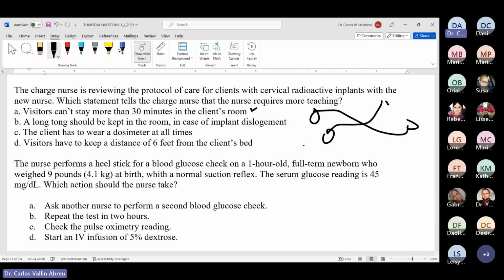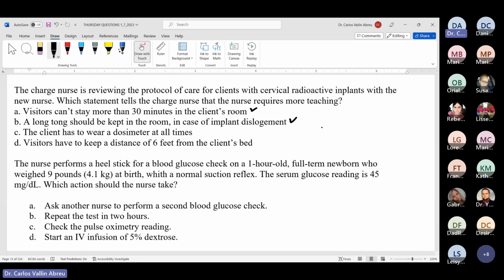This is a tongue, okay? It should be kept in the room in case of implant dislodgement. Why? Because you cannot hold the implant with your fingers, not even wearing gloves. Gloves are not going to stop the radiation. Distance, so being away, that's why the long tongs, and lead, the heavy metal, is the only thing that can stop the radiation.